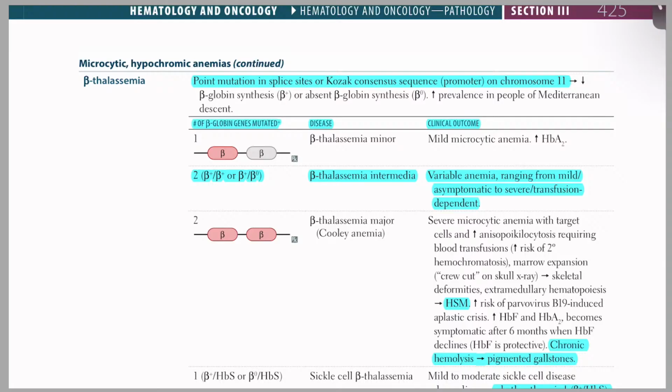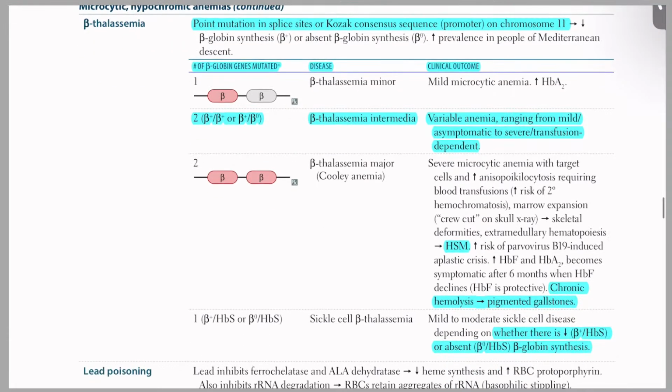HSM, increased risk of parvovirus B19 induced aplastic crisis, increased HbF and HbA2. It becomes asymptomatic after 6 months when HbF declines. HbF is protective. Chronic hemolysis leads to pigmented gallstones. Okay.